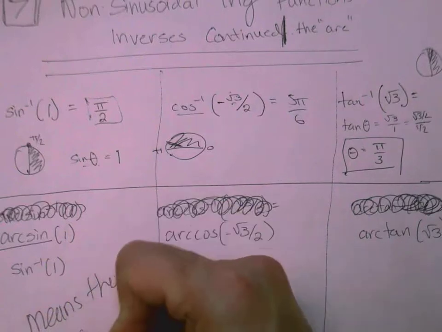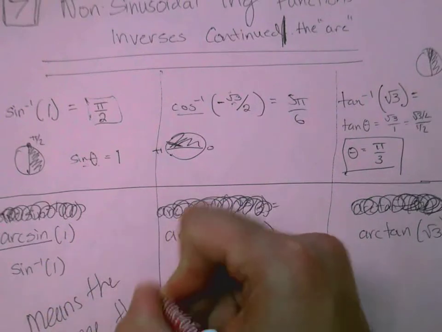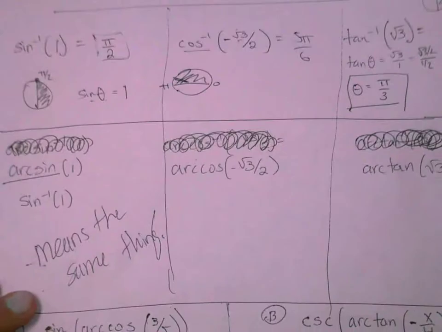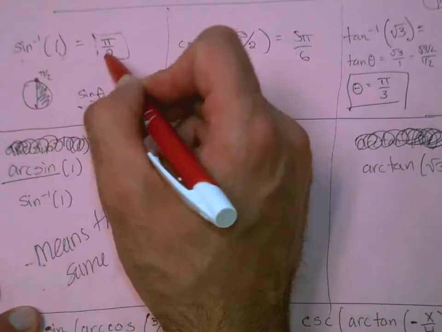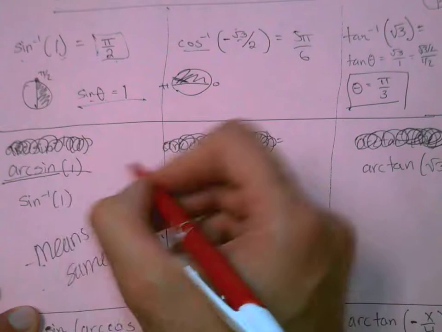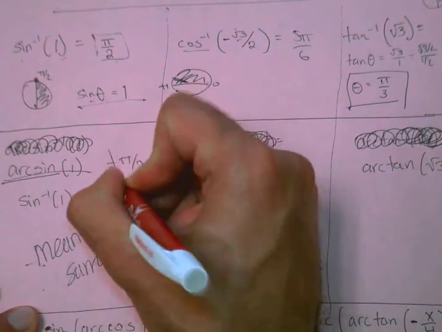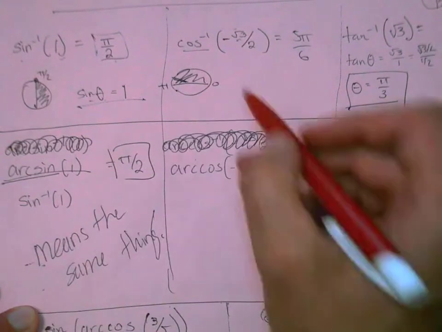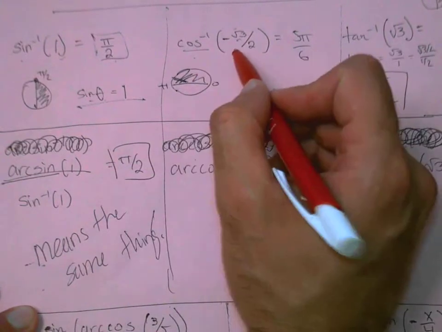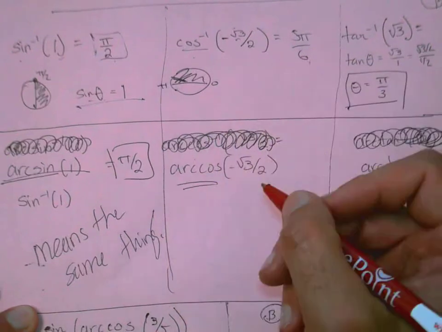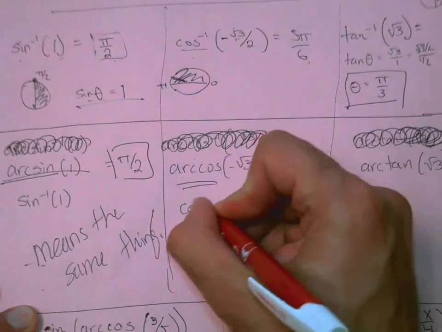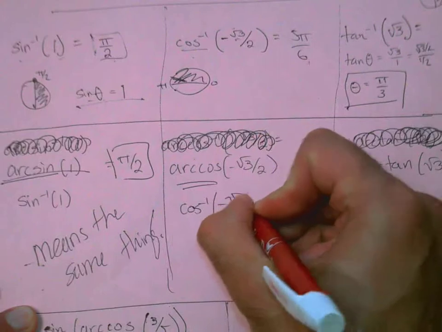In other words, we said sine inverse of 1 is pi over 2. So what is arcsine of 1? It's pi over 2. We found out that cosine inverse of a negative square root of 3 over 2 is 5 pi over 6. Arccosine means the same thing as this. So literally we just write 5 pi over 6.